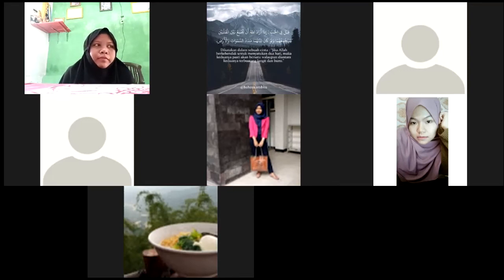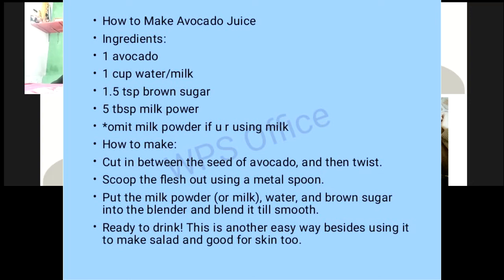Okay, this is my text. Okay. Wait a minute. Can you read and mention the parts of the generic structure of your text? Please read that. Okay, how to make avocado juice. Material part. Ingredient. It consists of 1 avocado, 1 cup of water or milk, 1.5 teaspoon brown sugar, 5 teaspoon milk powder, or milk powder if you are using milk.